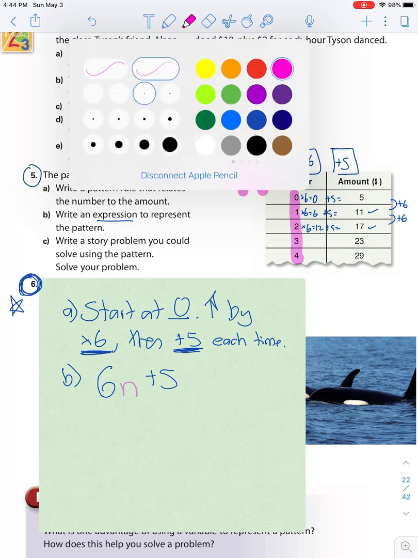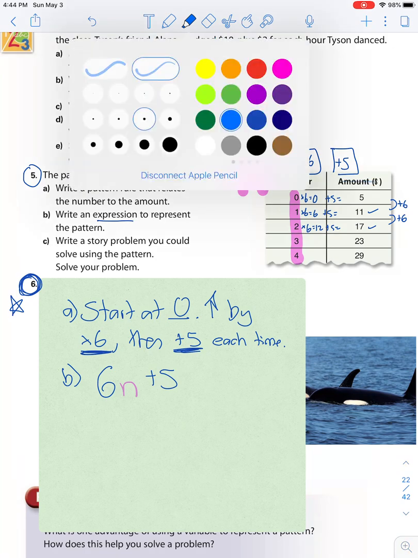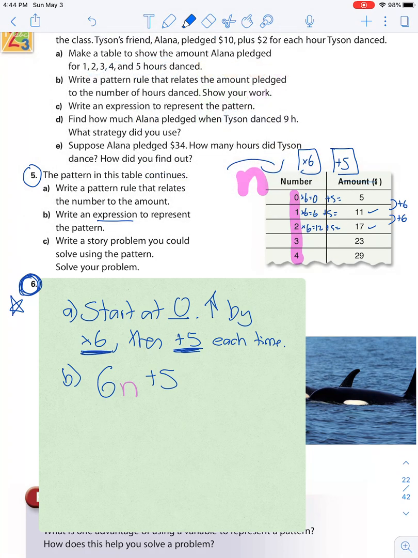If I wanted to do an equation, maybe I would have my amount, for example, I could call that a. So then I would just do something like this. My equation doesn't ask for this. I'm just showing you as extra. 6n plus 5 equals a, if my amount is my variable over here. Okay, but he doesn't ask you to do that. That was just kind of a little extra.